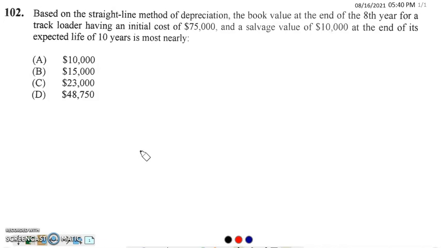The first thing I always tell my students is, what is the question asking for? Because once you know what the question is asking for, then you will know how to approach it. You might use different formulas and try to see if you can come up with the right answer. So the question is the book value at the end of the 8th year. That's actually what the question is asking for. So, all right, let's get into the solution.